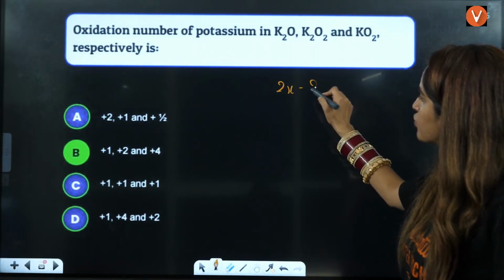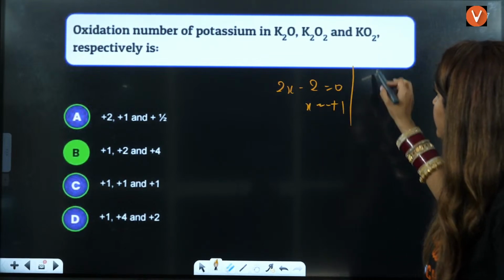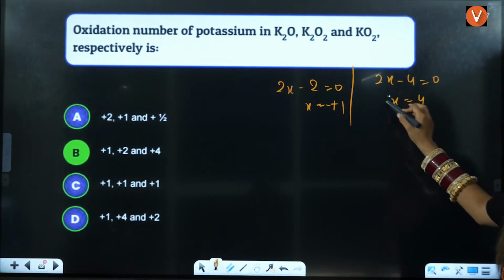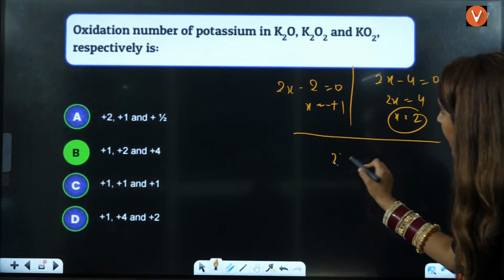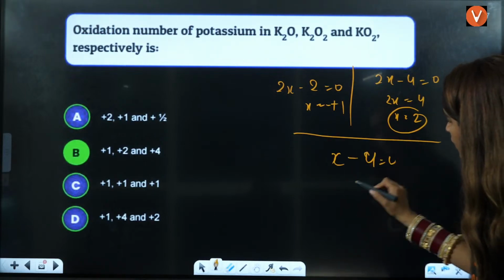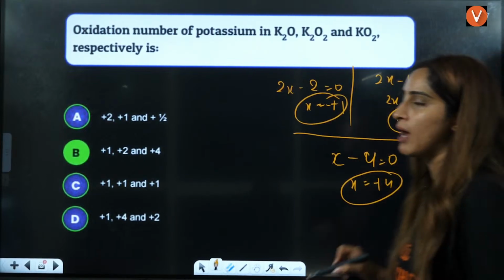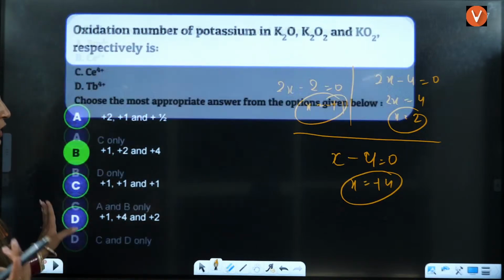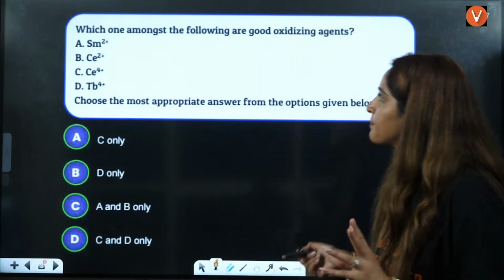2x minus 2 is equal to 0, x is equal to +1. Here, it is 2x minus 4 is equal to 0, x is equal to 4/2, that is 2. That we have answered. Third is x minus 4 is equal to 0, that is x is equal to +1. Okay, that is how you are going to answer for oxidation numbers. Either you can just directly remember or you can solve this also, your choice.